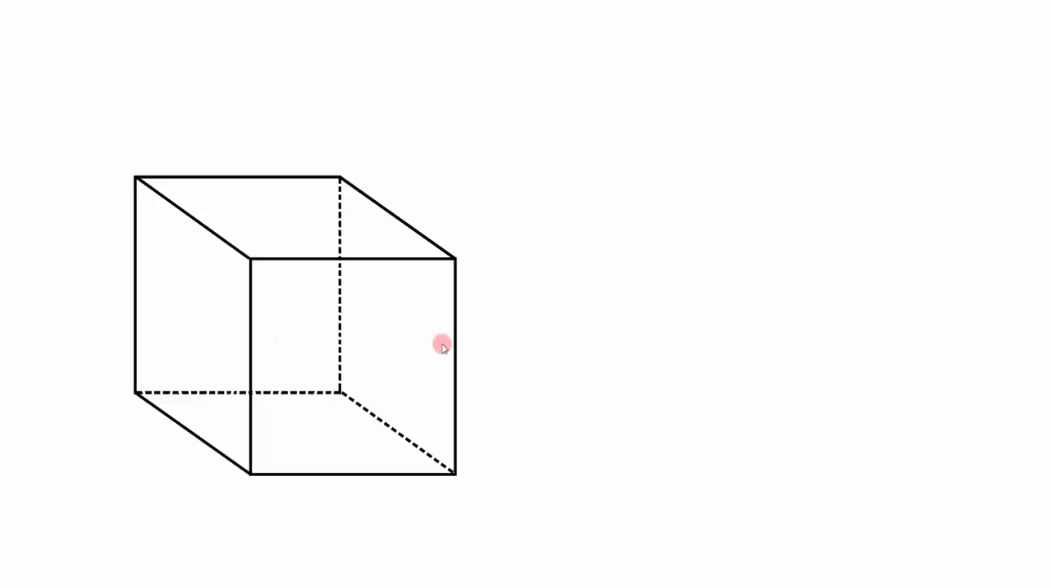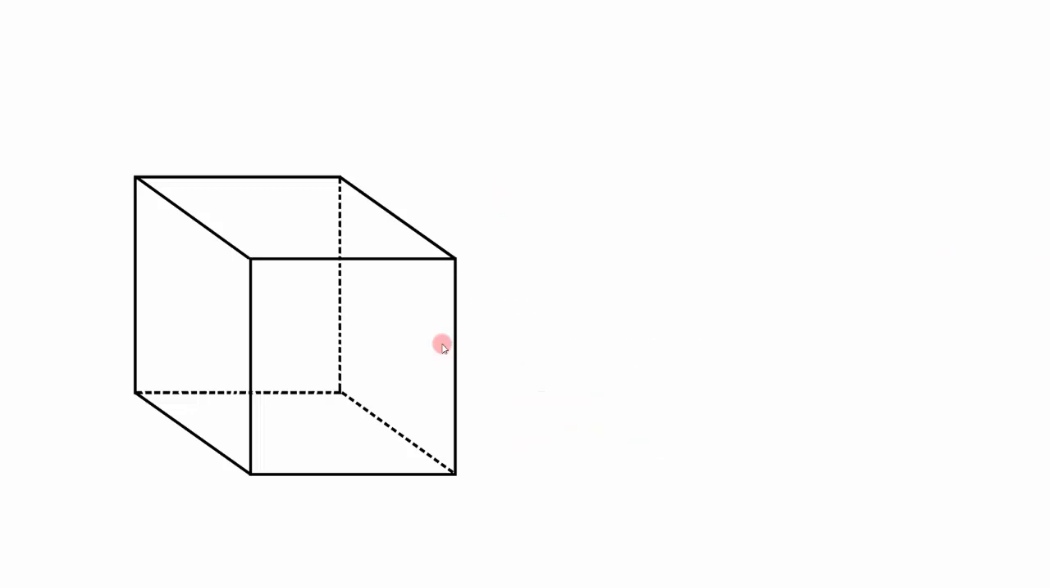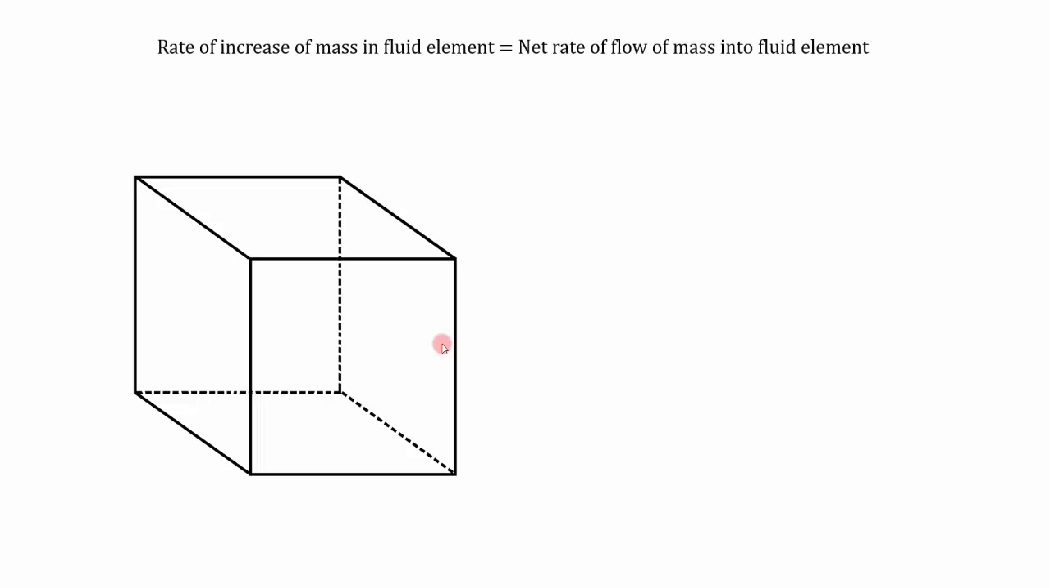We know the one-dimensional continuity equation tells that mass flow in is equal to mass flow out: rho 1 A1 V1 is equal to rho 2 A2 V2. Let me explain the step-by-step derivation of the three-dimensional continuity equation. So the concept is that the rate of increase of mass in the fluid element is equal to the net rate of flow into the fluid element. As mass enters the fluid element, that will give rise to the mass of this element.